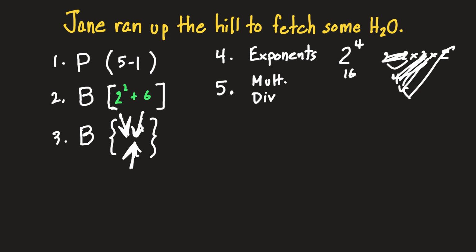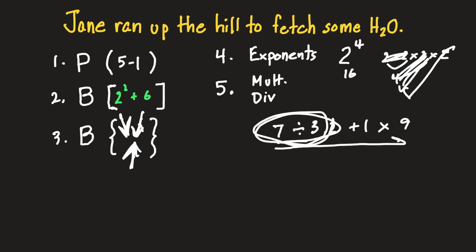Well, guess what? This is the cool part. You do multiplication if it appears first, or you do division if it appears first. For example, which one would you do first in this problem? 7 divided by 3, times 2, plus 1 times 9. Now, would you do the multiplication or the division first? Well, which one comes first from left to right like we're speaking? Isn't that crazy? Well, this one comes first. Just like when we're talking, we're writing words. Whichever comes first from left to right, you do multiplication or division.